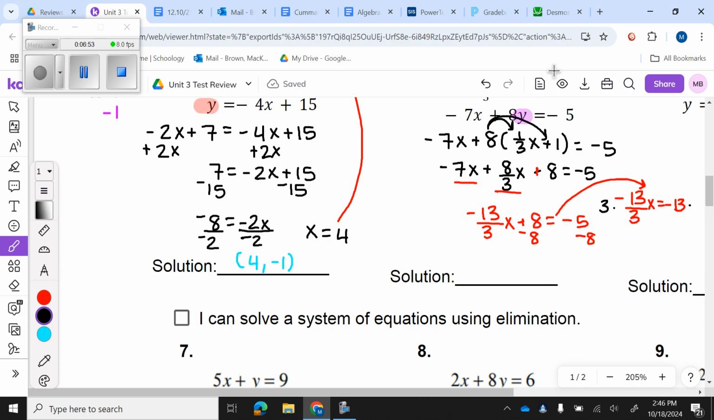Okay, so from here to undo division, I'm going to come in and I'm going to multiply both sides by 3. And I'm going to have a negative 13x, because these are going to cancel, equals negative 39. I'm going to divide both sides by a negative 13. And that tells me that x is going to equal 3.